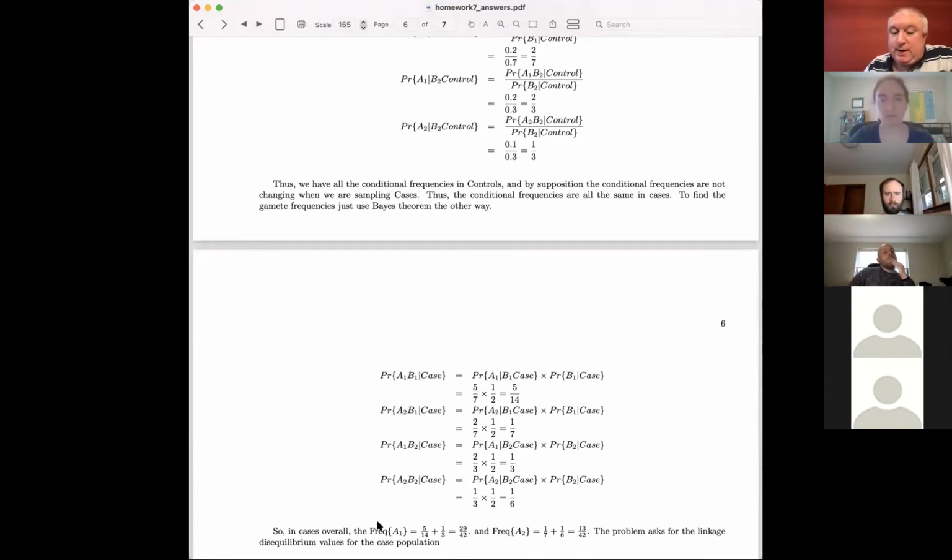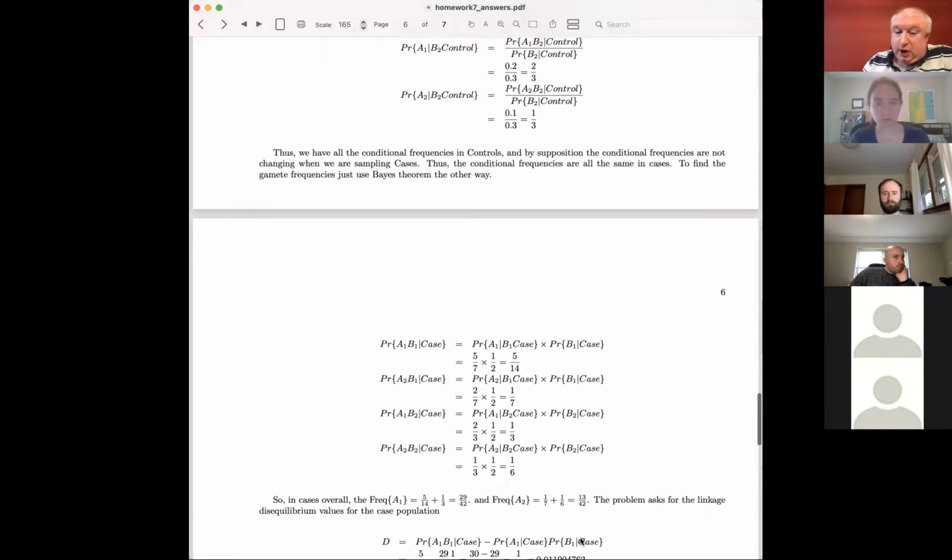From this, we can now figure out the frequency of the A1 allele, which is the frequency of an A1, B1 haplotype, 5/14, plus the frequency of an A1, B2 haplotype, which is 1/3. If you add those together, you get 29/42. The frequency of A2 is the frequency of an A2, B1 haplotype, 1/7, plus the frequency of an A2, B2 haplotype, which is 1/6. If you put those together, you get 13/42. So now we have the frequency of A1 and A2.